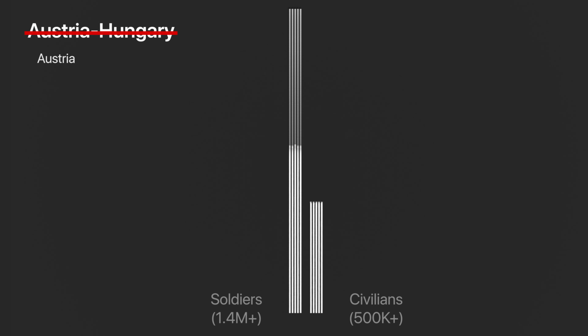Austria-Hungary faced a similar percentage of deaths, amounting to 1.4 million soldier deaths and over 500,000 civilian deaths, amounting to 4% of the total population. In fact, the nation faced complete military defeat, leading to the creation of Austria, Hungary, Czechoslovakia, and Yugoslavia.